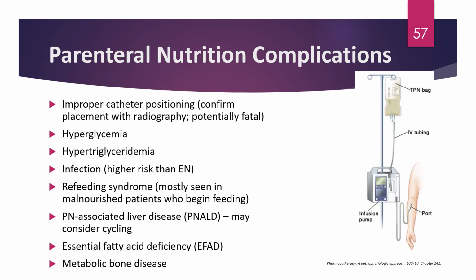What are those other complications, you may ask, other than infection that we mentioned with the addition of a central line? We might have improper catheter positioning, which we mentioned that we're always going to confirm with a chest x-ray. We have hyperglycemia and hypertriglyceridemia, which are similar to enteral nutrition. We have infection risk, which we mentioned is a result of the fat emulsion, fungemia risk, as well as the central line being in a patient.